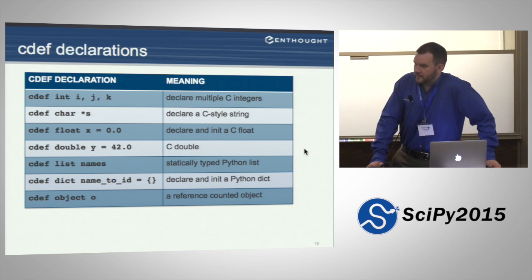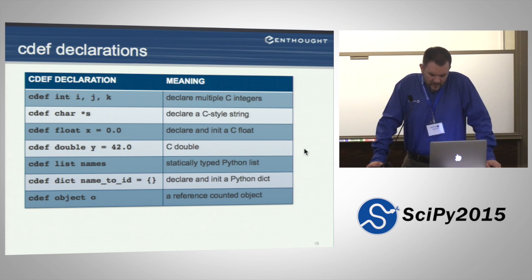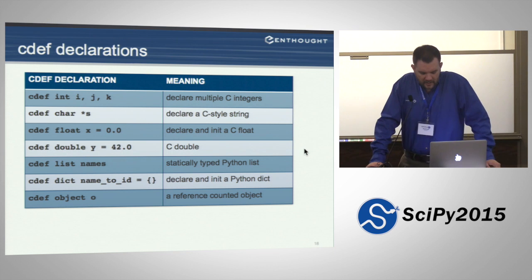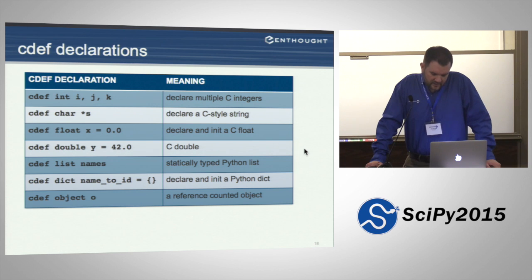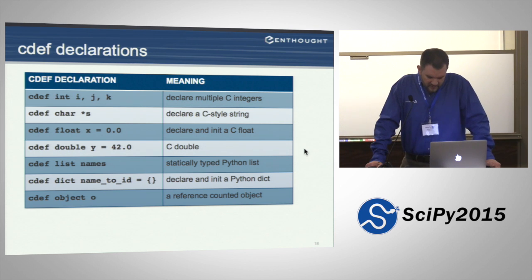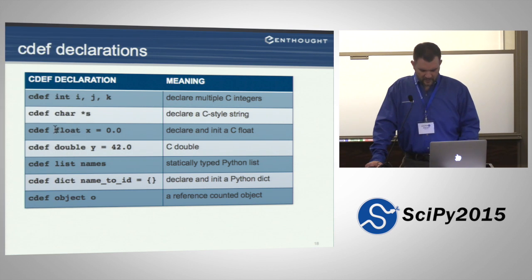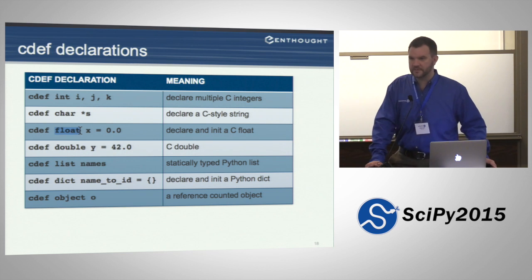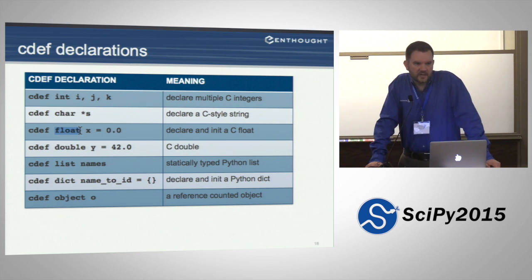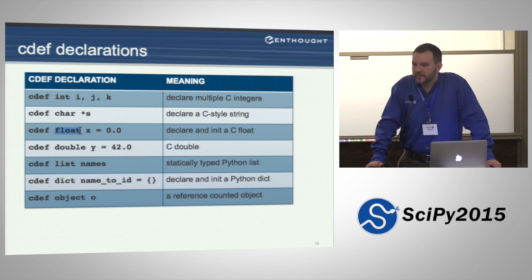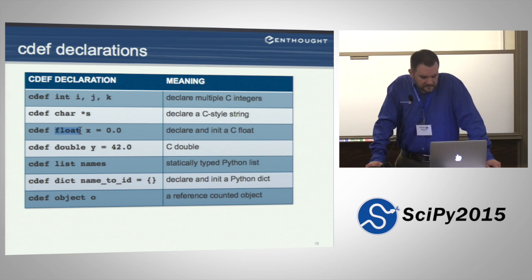Just a few more cdef declarations you can use. So we've already seen you can declare integers. You can do multiple declarations on one line. You can declare pointers. You can declare C-style strings, so a char star s. You can declare float with an initial value or double with an initial value. And again, to point out that when you have some C type that overlaps with a Python type, the C type takes precedence. So this is a C float that we're declaring here, not a Python float.